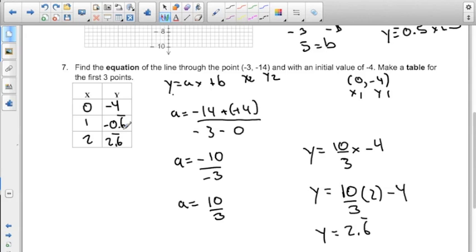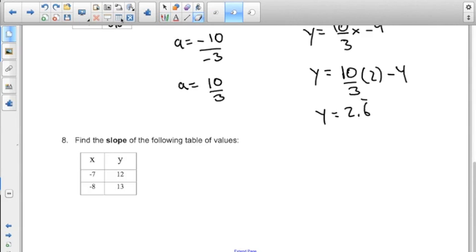And that's it. Alright? Cool. Okay, so let's do the same thing here. Find the slope. So we'll call this y2, y1, x2, x1. All they're asking for is the slope.